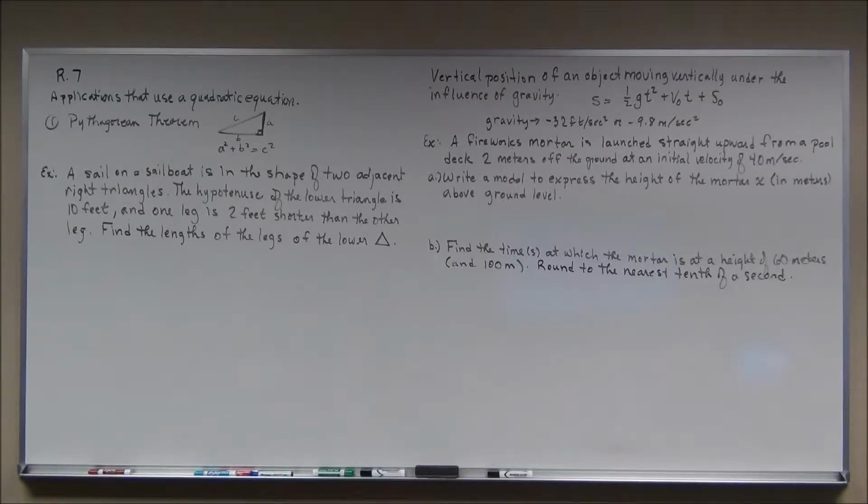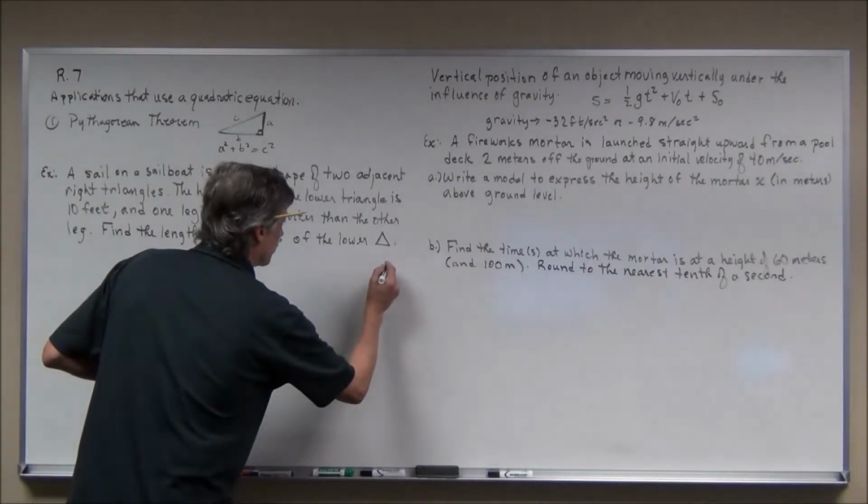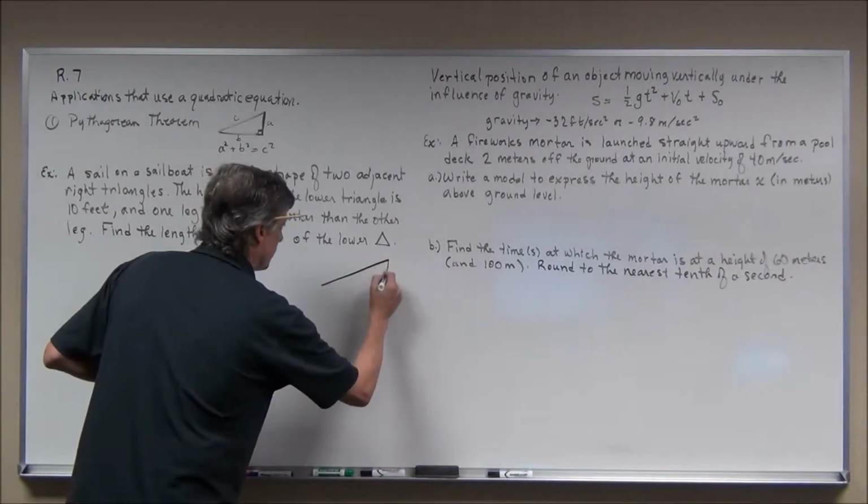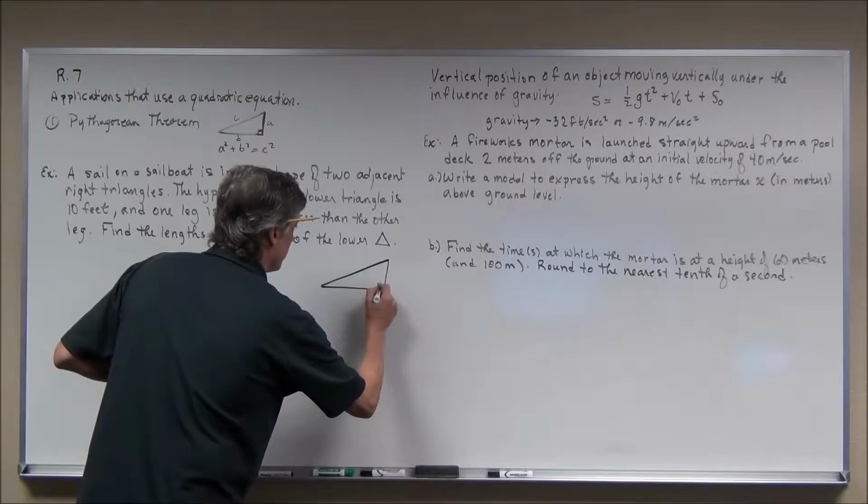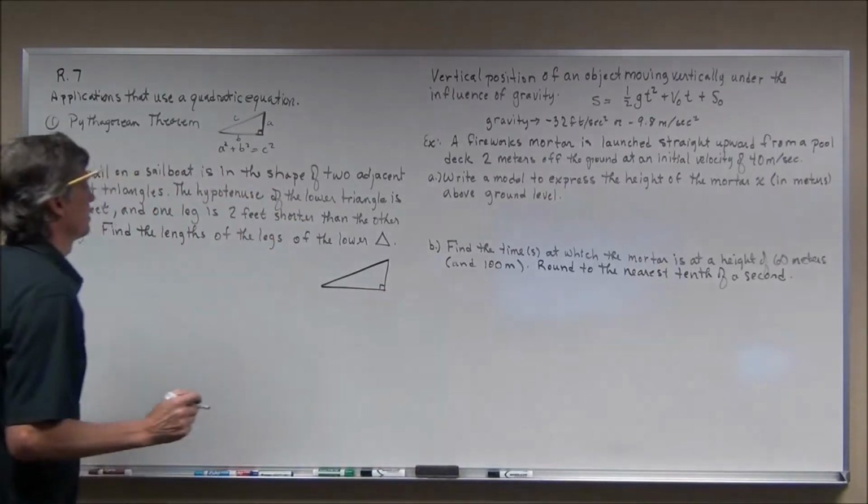It says a sail on a sailboat is in the shape of two adjacent right triangles. The hypotenuse of the lower triangle is 10 feet and one leg is 2 feet shorter than the other. Find the lengths of the legs of the lower triangle. So even though there's two right triangles, we only need the lower right triangle. So I'm going to draw a picture here and I'm going to do some labeling. Not a very good right triangle, sorry about that.